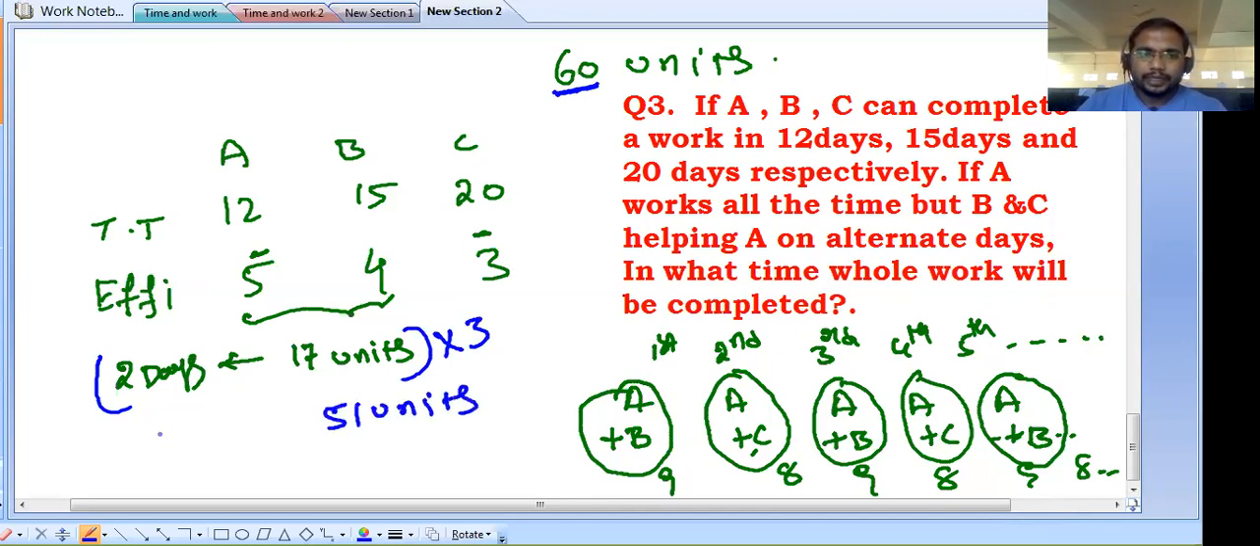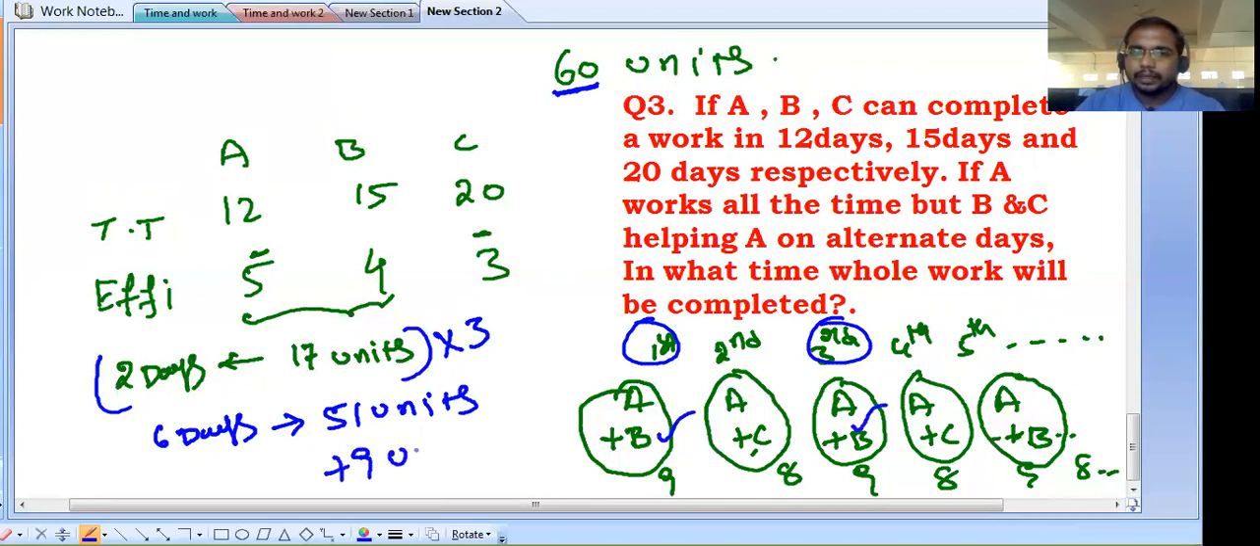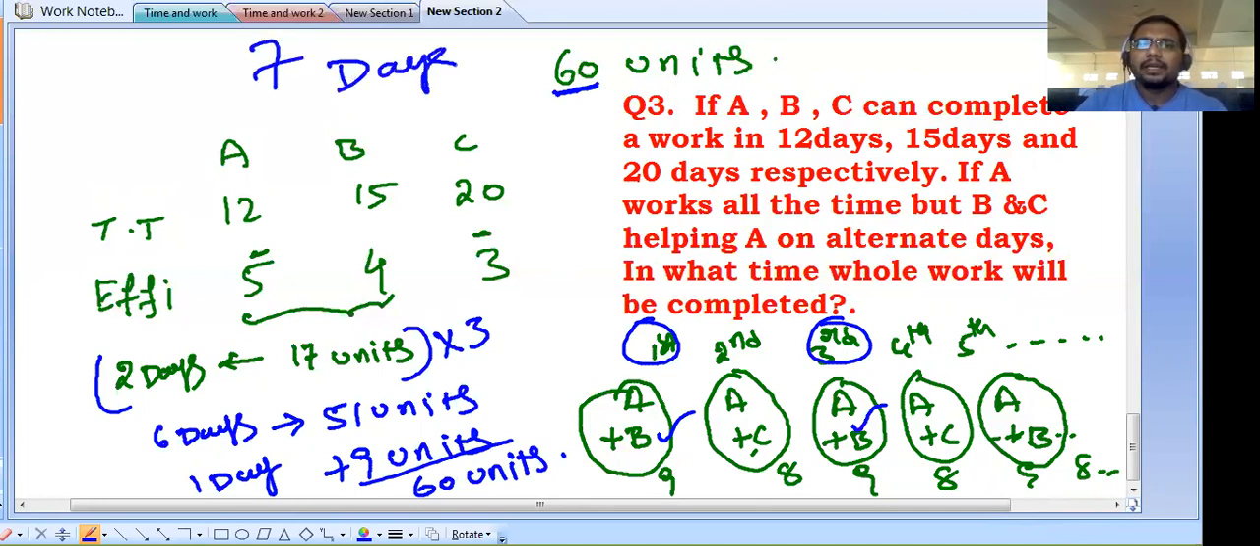Completed in how many days? 6 days. Next day, which day? The 7th day. Odd days. Who will go to work? A and B together will go to work. Then 9 units are completed in 1 day. That means 60 units are completed, or not? Yes. How many days, sir? 7 days. A is working all the time. B and C are helping A on alternate days. Then the work will be completed in 7 days.